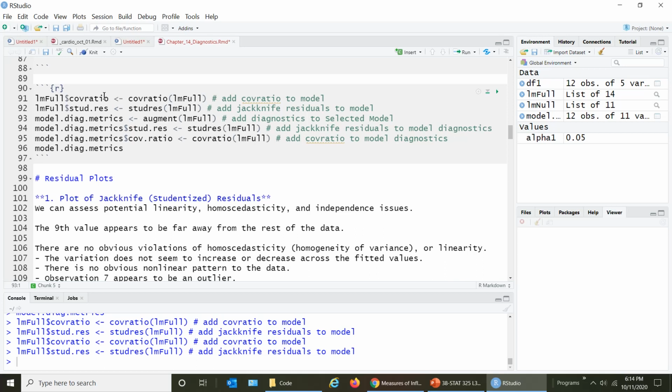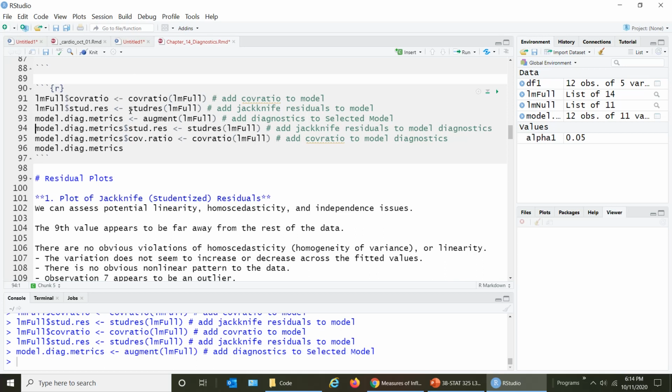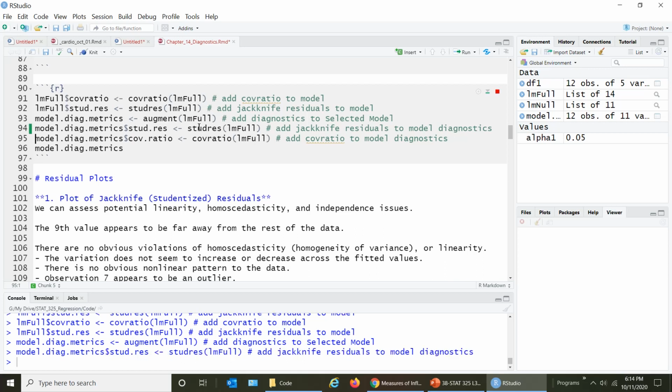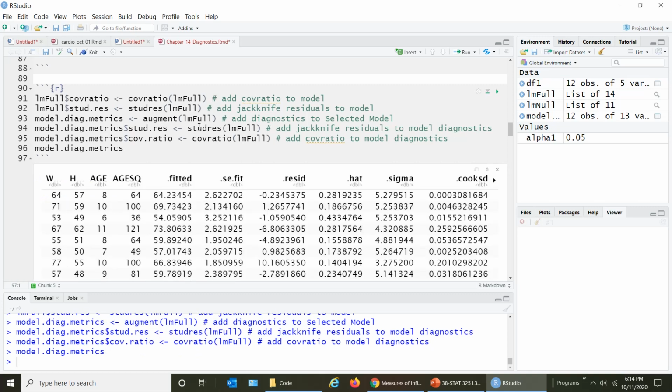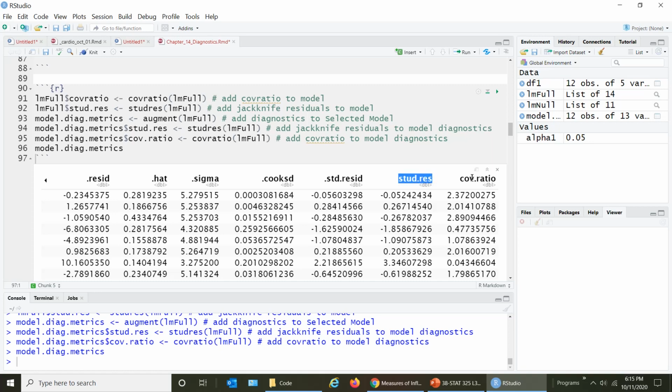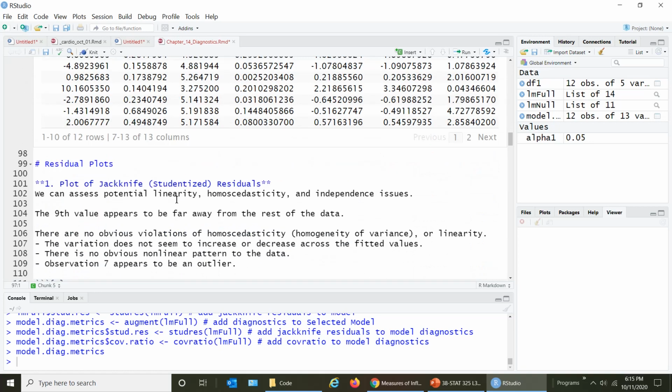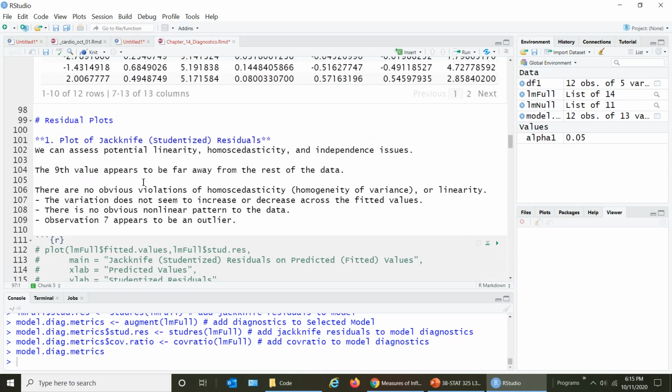So now I create this, but adding that to the LM full does not mean that it gets passed to the model diagnostic metrics table here when I use augment. It ignores those. So I have to add them separately to this table. So I'm going to do that using stud res and Cov ratio again. And then when I print this out, I now have everything I had before, but also the studentized residuals and that covariance ratio.